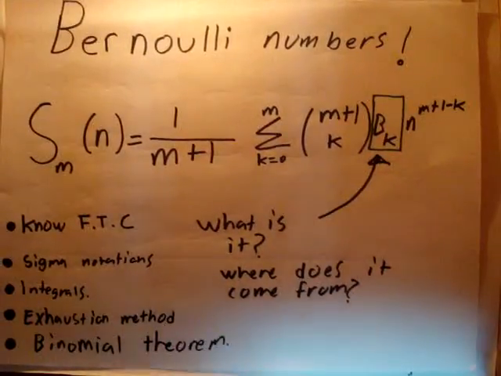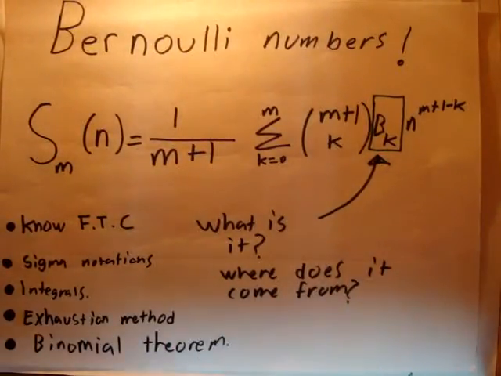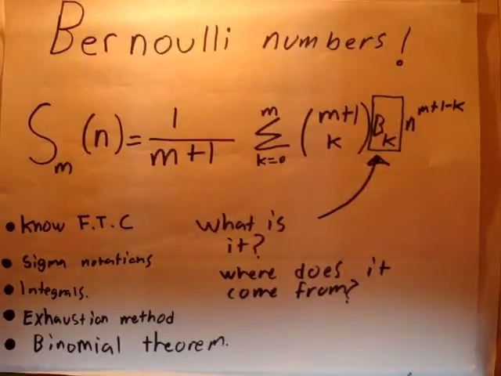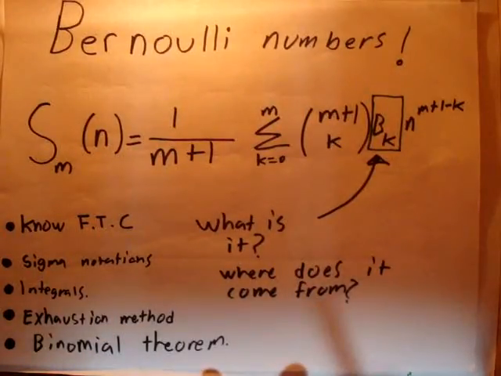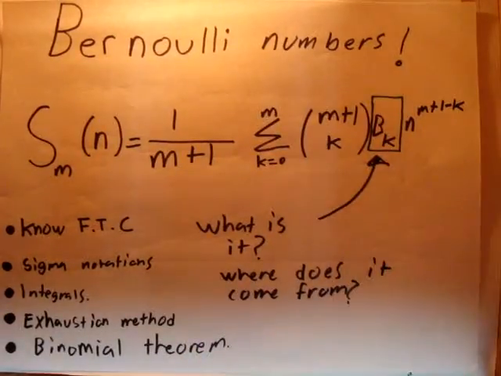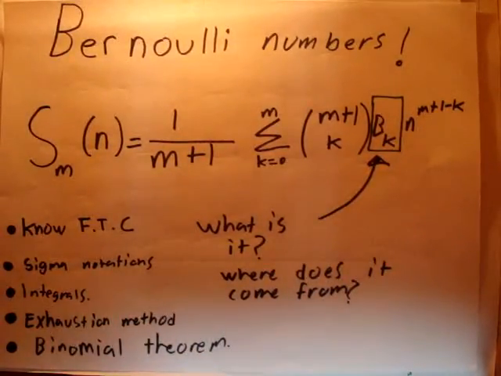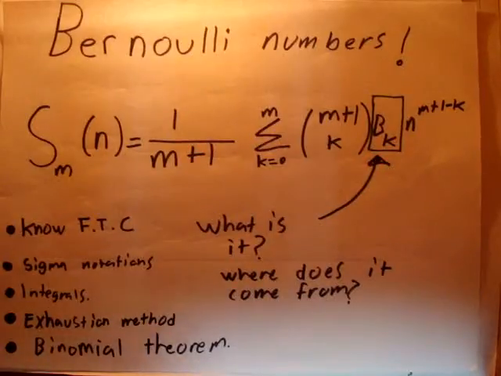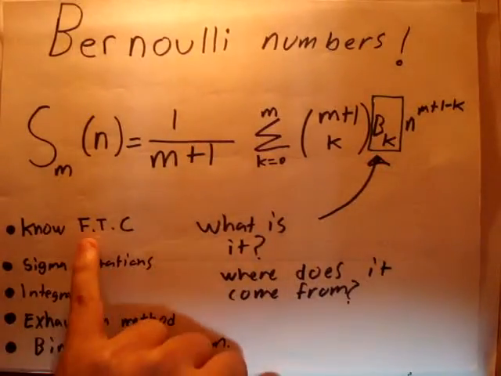Hello, welcome back. Today we're going to look at Bernoulli numbers. The typical equation when you deal with Bernoulli numbers is the following. It may look very complicated, but today we're going to see what a Bernoulli number is and where it comes from. To understand this, we're going to need a good understanding of the fundamental theorem of calculus.